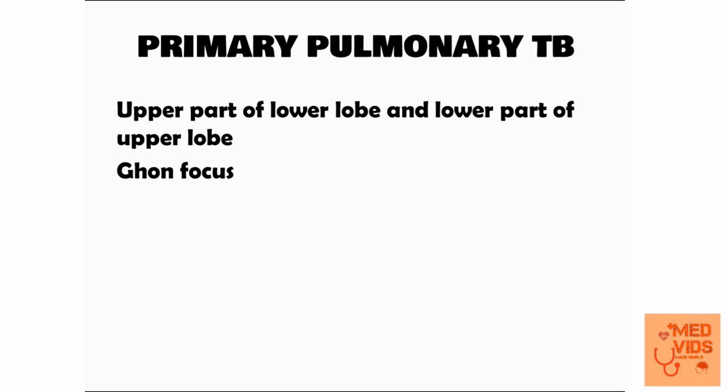Okay, when the Ghon focus is combined with the regional hilar lymphadenopathy, it is known as primary complex, which is also known as Ghon complex. Okay, so the Ghon focus combined with hilar lymphadenopathy is known as Ghon complex. Now hilar lymphadenopathy happens because the macrophages which are phagocytosing the bacteria in the Ghon focus region will spread to the regional hilar lymph nodes, and they form lesions in the lymph nodes, also causing lymphadenopathy. And this is why the hilar lymphadenopathy happens.